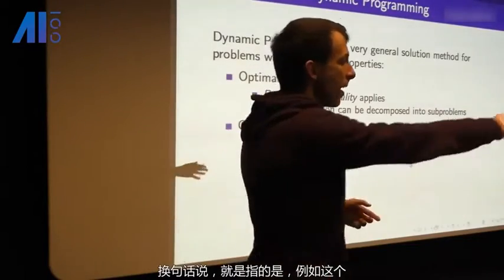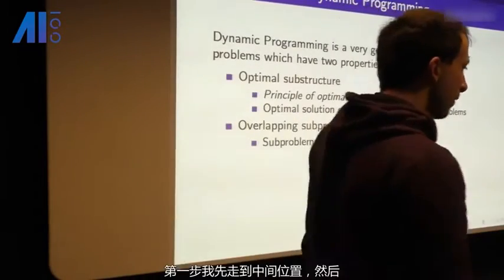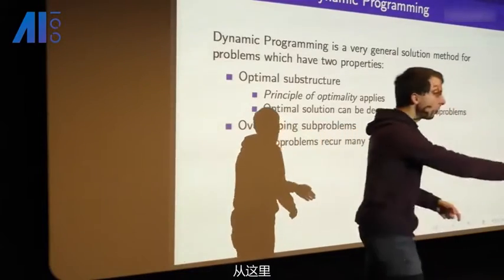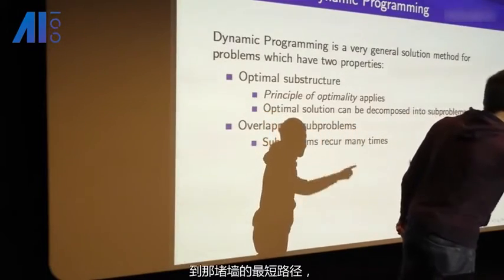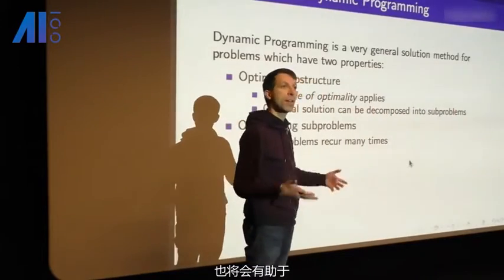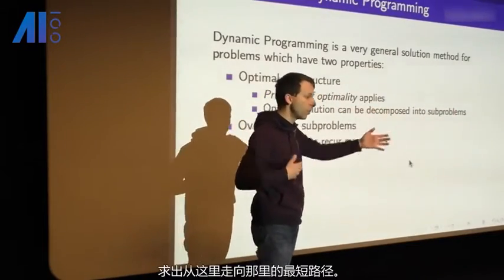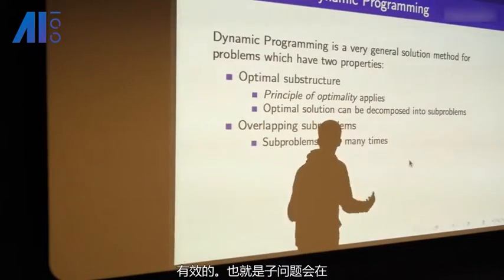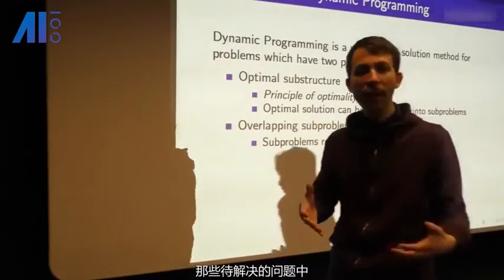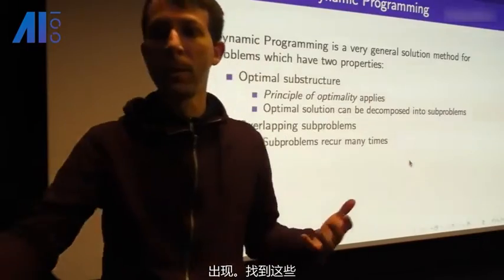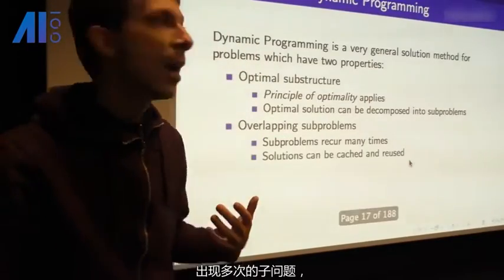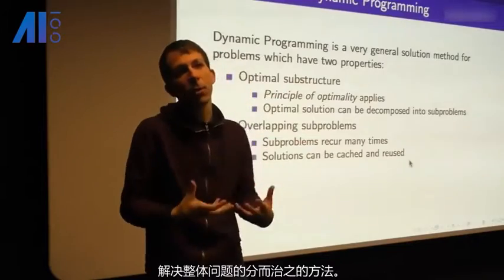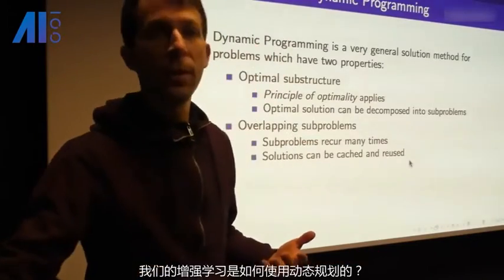In other words, if I break down the problem of getting to that wall into first going to the midpoint and then going to the wall, that also helps me solve, now I've solved the subproblem of the shortest path from here to the wall. That also helps me solve the subproblem of how to get from here to the wall, because I can go to that same midpoint and then still get to the wall in the most efficient way. So the same subproblem has occurred for many higher level problems that I want to solve. Those subproblems recur many times, and that means we can cache our solutions to those subproblems and reuse them and get an overall efficient divide and conquer approach.